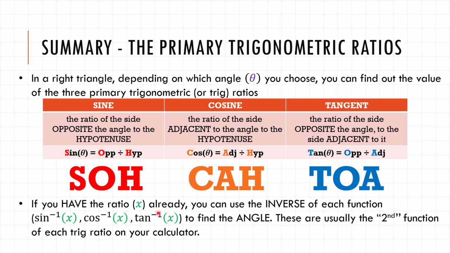You put the ratio, you press usually the second button on your calculator or shift or something like that, and then you press sine, cosine, tan, and you'll see just above those buttons, you will see this button with the little -1 almost looking like an exponent. That's the inverse function. And that will tell you what angle produces the ratio that's listed right here as x.